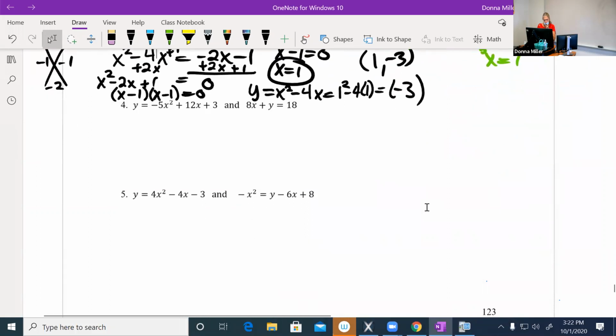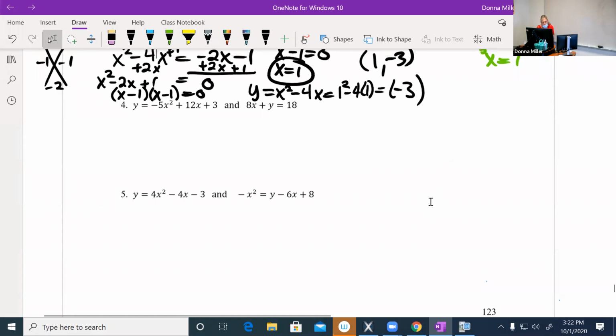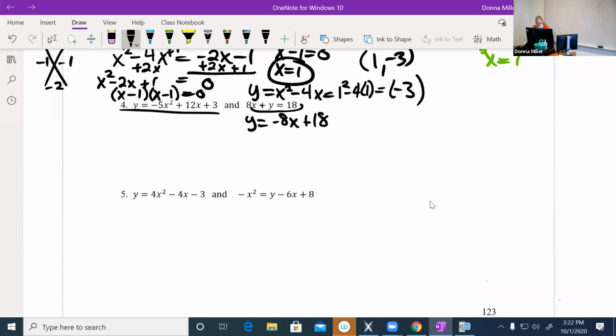All right, more algebra. Okay, we'll just keep doing that. So this one, I solved for y here, right? This one's good to go. This one, all I've got to do is move the 8x over, so it becomes a -8x. So I'm going to set them equal to each other. That means that -5x squared plus 12x plus 3 equals -8x plus 18.